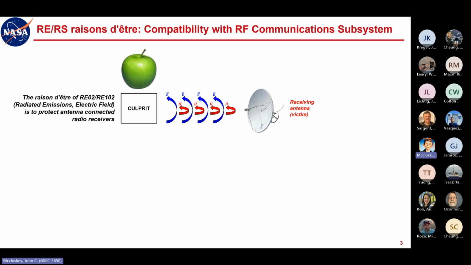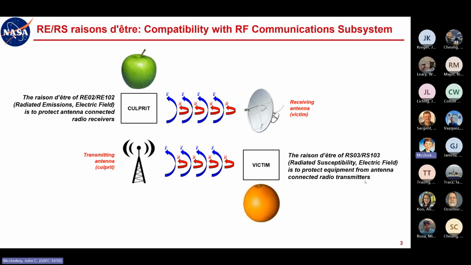So the raison d'etre of RE102, radiated emissions, specific to electric field here, is to protect antenna connected radio receivers from emissions coming from your box, where your box is the culprit. You're bringing your box to test. It's all about protecting an antenna connected radio receiver from you or from your equipment.